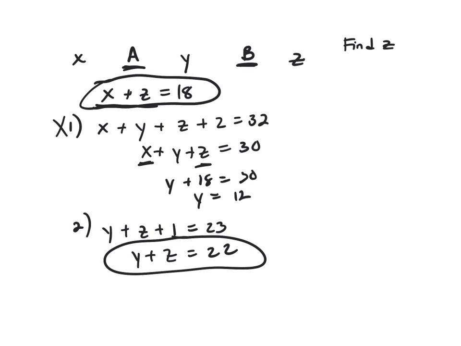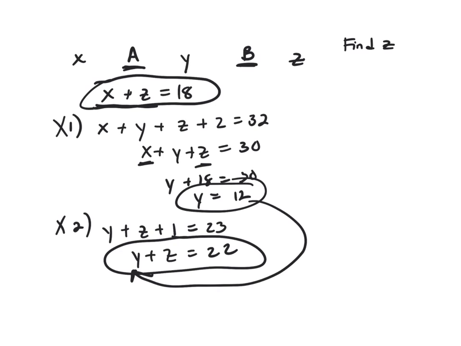So I've got 3 variables, X, Y, and Z, in 2 equations, so I can't solve that. So clue 2 alone doesn't work. But if you put both together, we know Y is 12, so I can plug that in right there and then solve for Z. So that means together my answer is C.